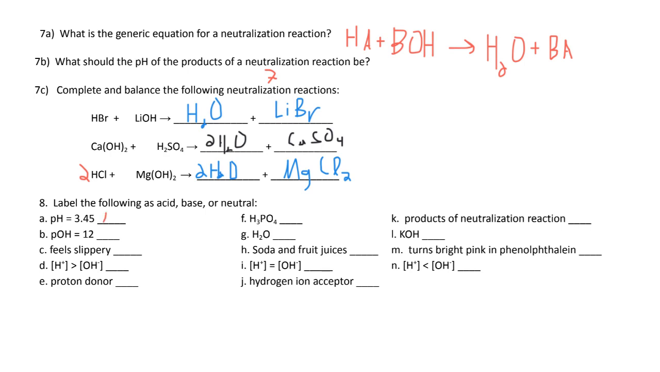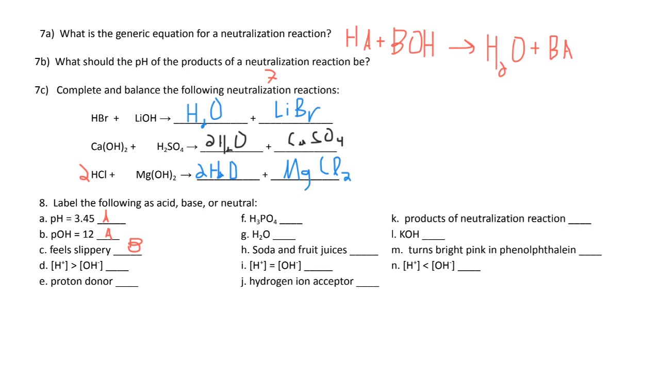All right. Label the following as acid, base, or neutral. pH 3.4, that's less than 7, so it's an acid. pOH of 12. Well, the corresponding pH would be 2, so this would still be an acid. Don't be tricked here. Low pOHs are very basic and high pOHs are very acidic. Slippery, that was a base. Acids were sour, think of lemon juice.